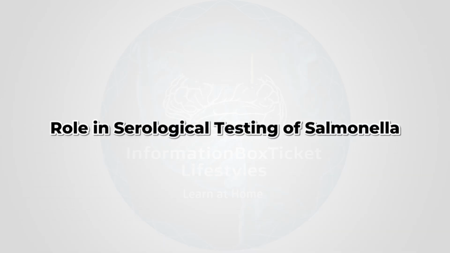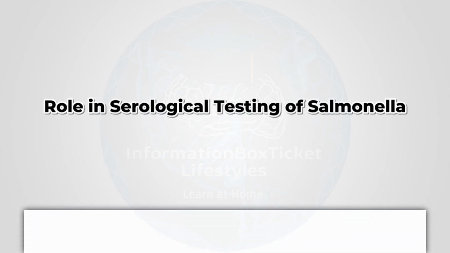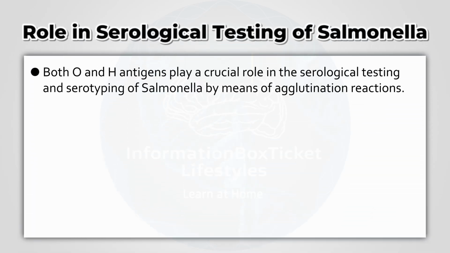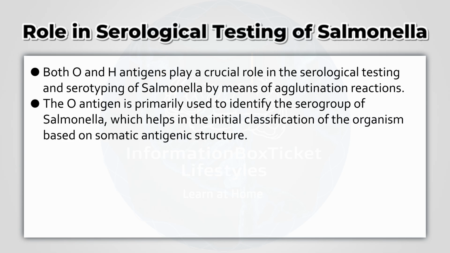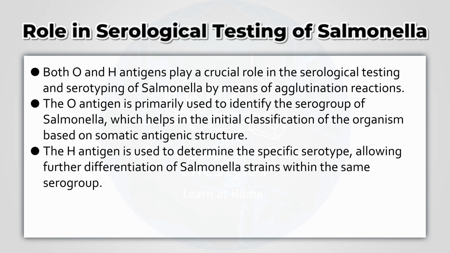Role in serological testing of Salmonella. Both O and H antigens play a crucial role in the serological testing and serotyping of Salmonella by means of agglutination reactions. The O antigen is primarily used to identify the serogroup of Salmonella, which helps in the initial classification of the organism based on somatic antigenic structure. The H antigen is used to determine the specific serotype, allowing further differentiation of Salmonella strains within the same serogroup.